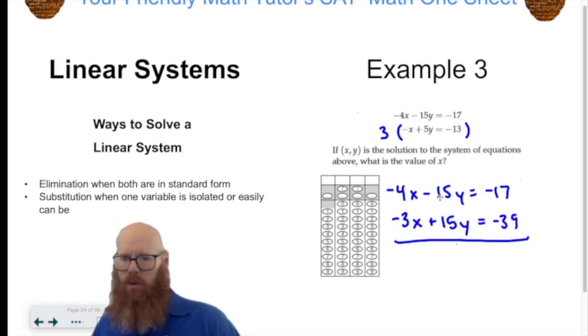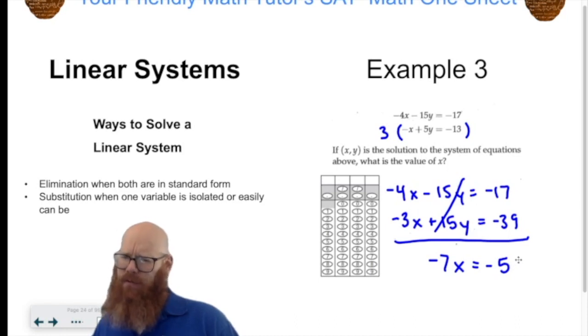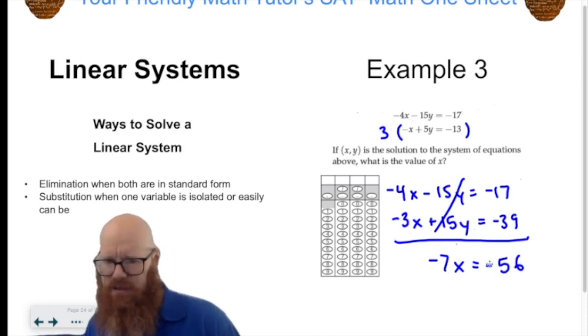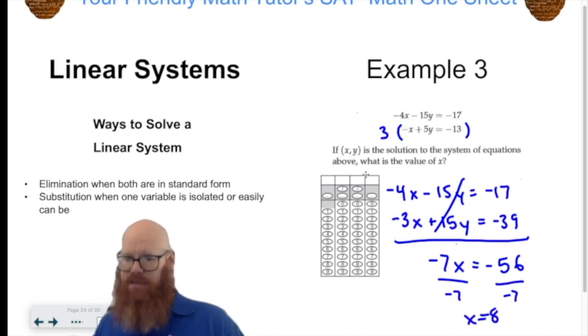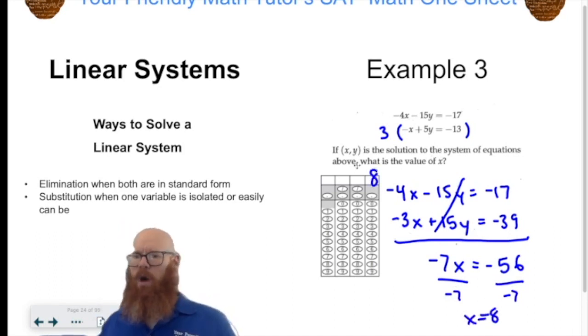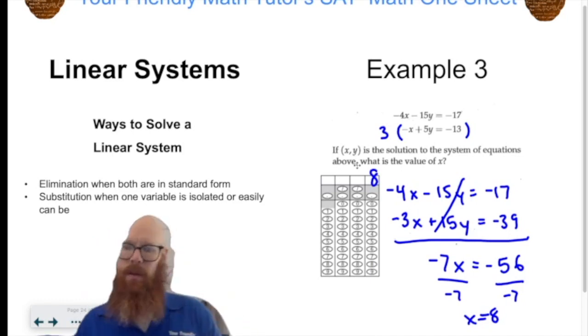Now I'm going to add the equations together, and the y's are going to eliminate. I'm going to get negative 7x equals negative 56. Wait, did I do that right? Yeah, 39 and 17. Yeah, negative 56. And then I'm going to divide each side by negative 7, and I'm going to get x equals 8. And they asked for x, so that's why I eliminated the y's. If they asked for y, I would have eliminated the x's.